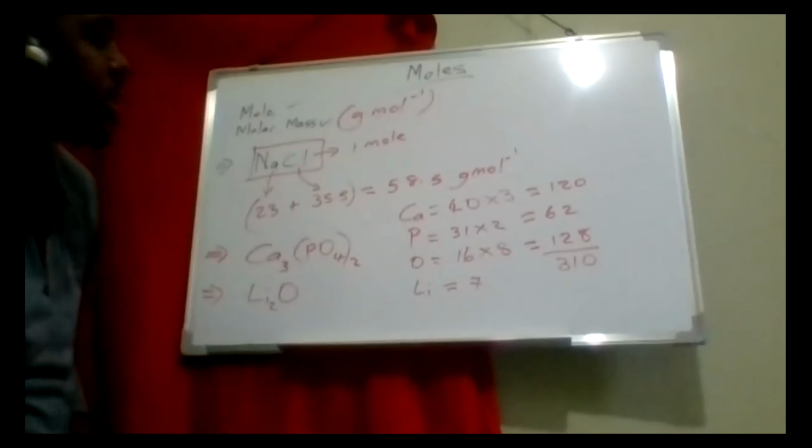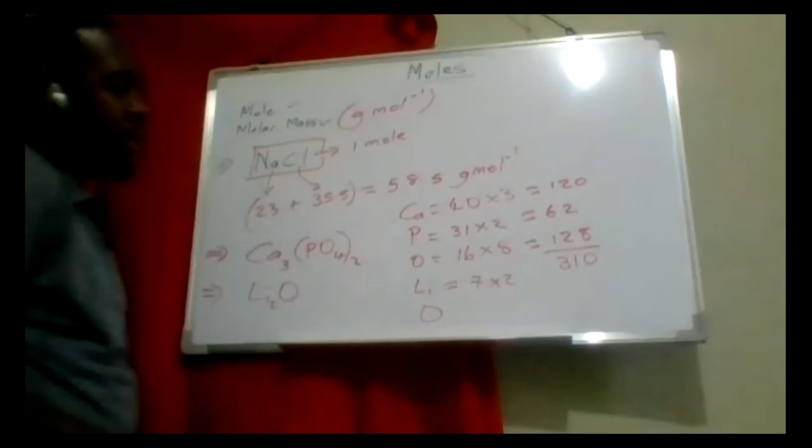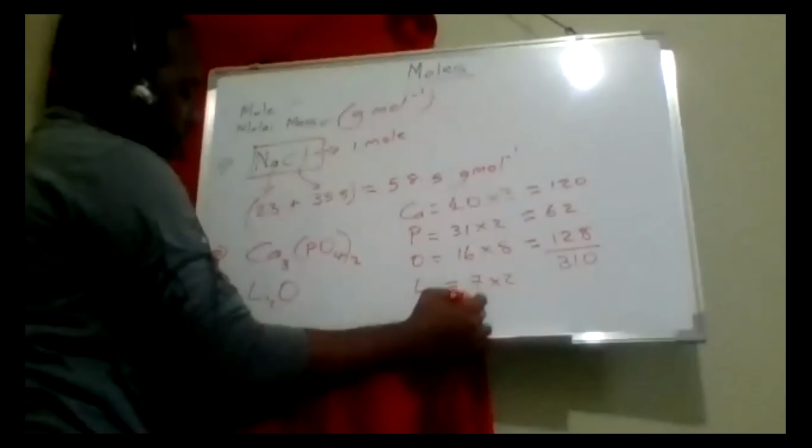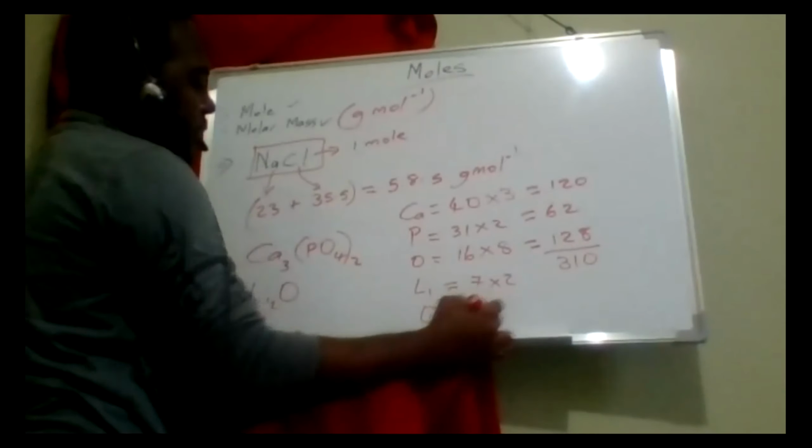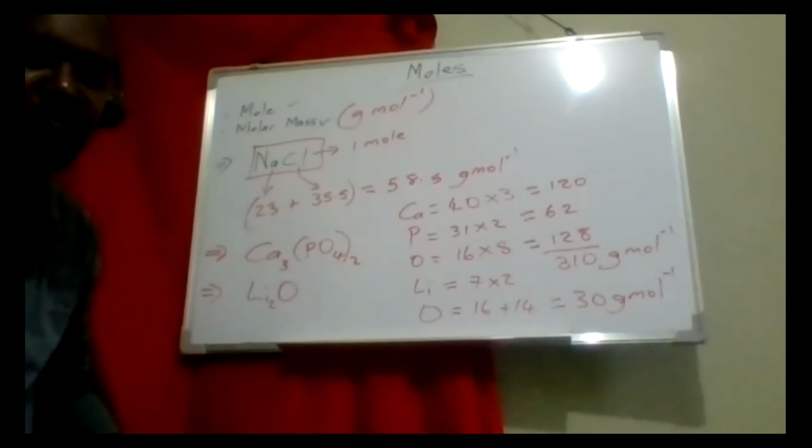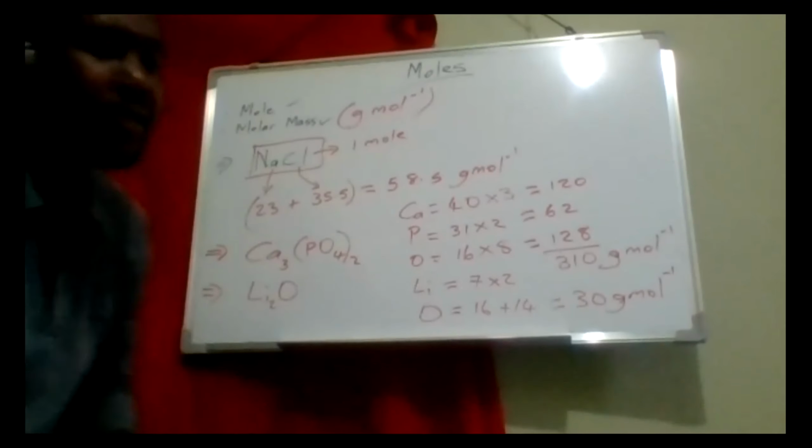And then for lithium oxide, we have 2 lithium, so it's 2 times 7, and then we have 1 oxygen, which is 16. So that is 16 plus 14, which is 30. And remember the units, gram per mole. All right, so those were easy, and it doesn't get harder than that.